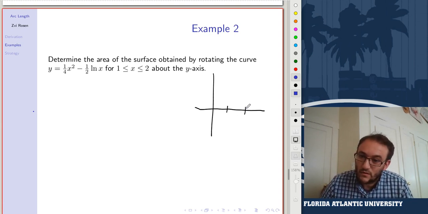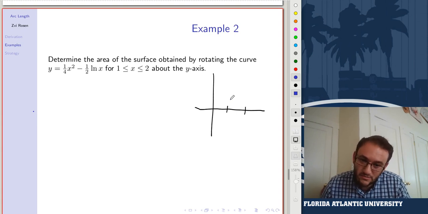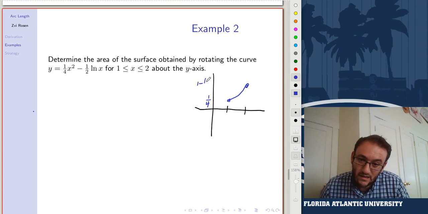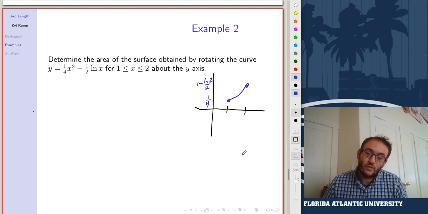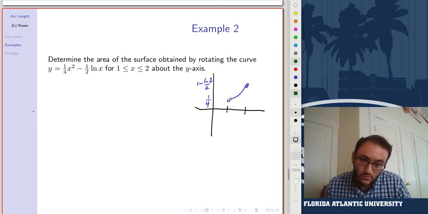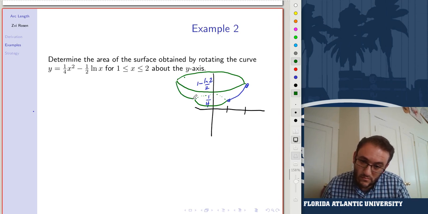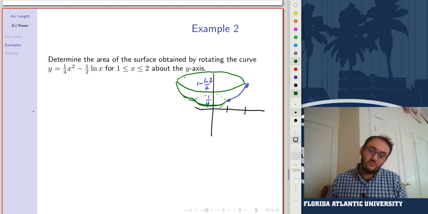So we'll have something like a quarter to a half-ish. So let's say it looks something like this. A quarter over here, and 1 minus ln 2 over 2 here. Okay, and we're of course going to rotate this, this time about the y-axis, which means it'll look something like this. Okay, you get this nice tunnel-looking thing.